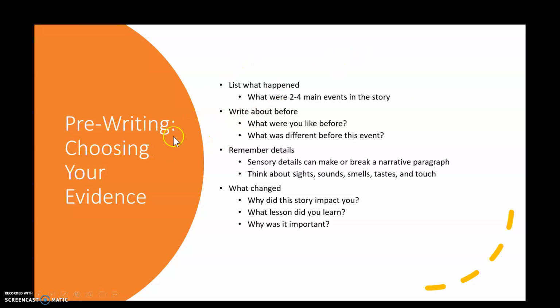So then the next step is to list what happened. What are a couple of main events in the story? You want to talk about before, because that's the best way to illustrate, especially with change. Talk a little bit about before the story to give some context. So you might ask yourself, what were you like before, or what was different about this event? You also want to remember details. They can make or break a narrative paragraph, just like with a descriptive paragraph. So you want to think about sight, sound, smells, taste, and touch, and anything you can remember like that.